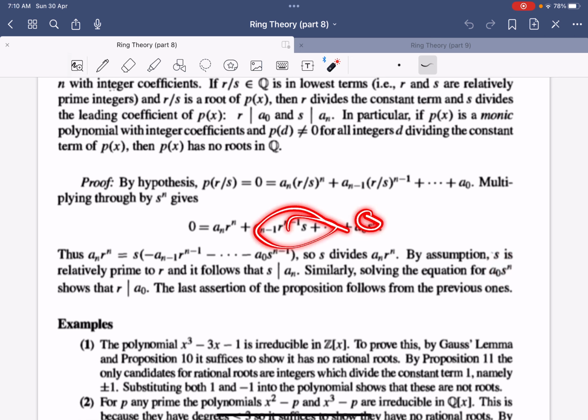And with that, you can similarly solve the equations for a_0 and s^n. Because now you keep this, you bring this whole thing over, pull out the r, and you get that r divides a_0.